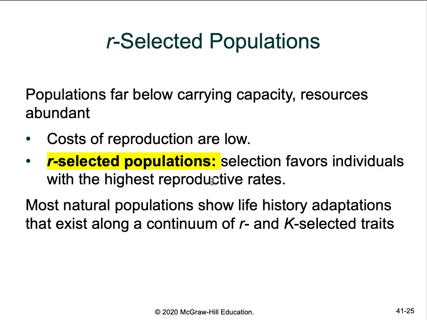So K are going to be larger organisms that have their offspring in fewer numbers. Like humans, they typically have one offspring. Same with the elephants, they have one. For the cows, they have one offspring. Versus R-selected species, they have many offspring. So that's the difference between the K and the R selected species.